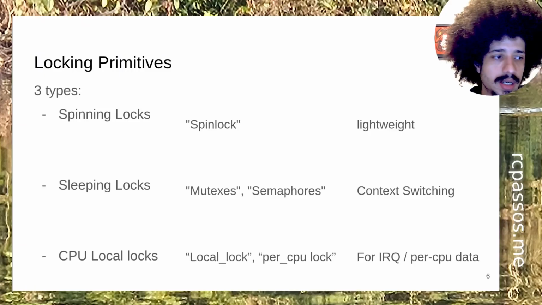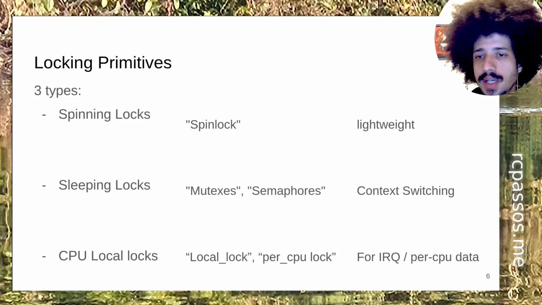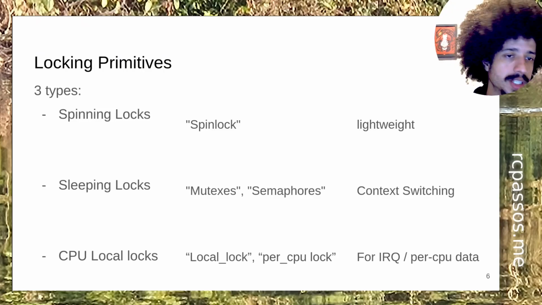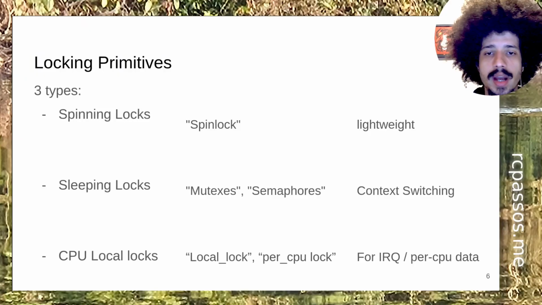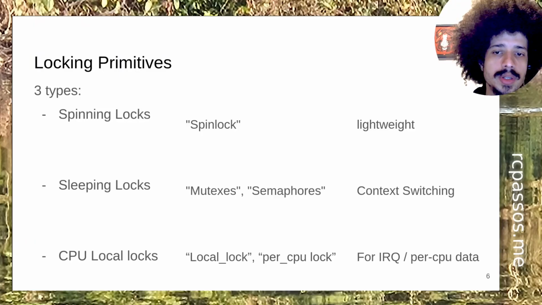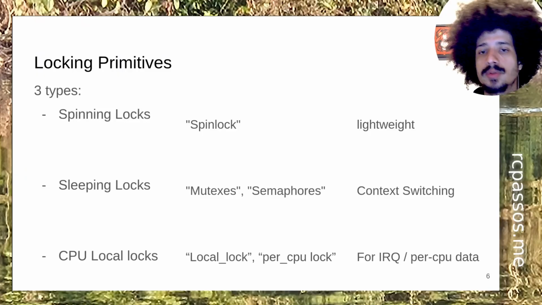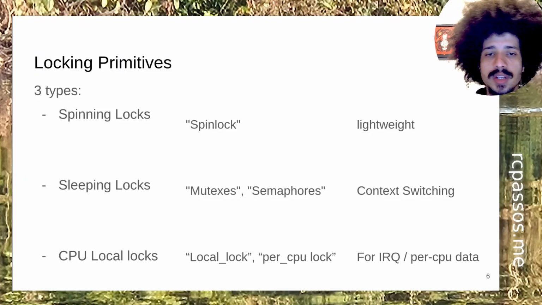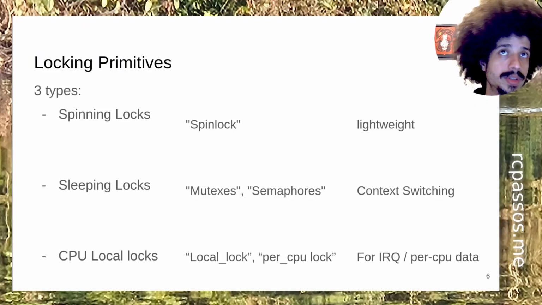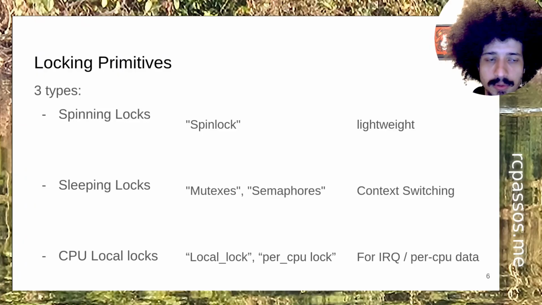The sleeping locks are the ones we are most familiar with in user space applications, for example, mutexes and semaphores, and those involve context switching. When we call a mutex and we are trying to acquire a lock and it's not available, this task will sleep. The CPU then will switch context to execute something else, and only after that lock is available, it will return to that task it was doing before.